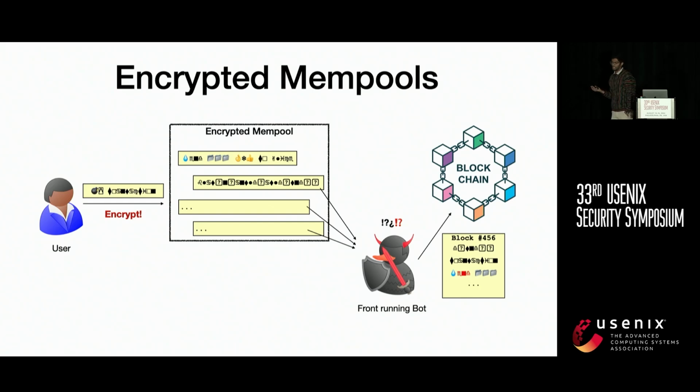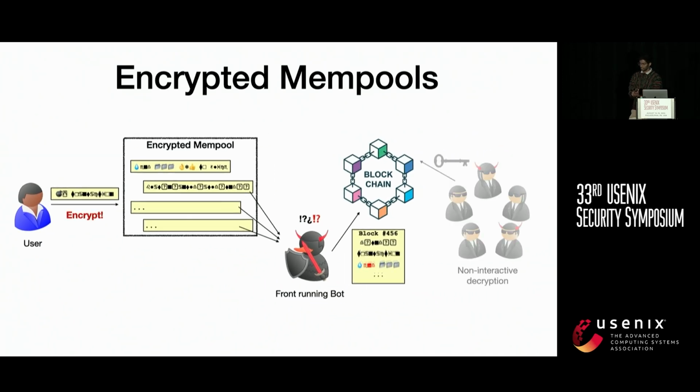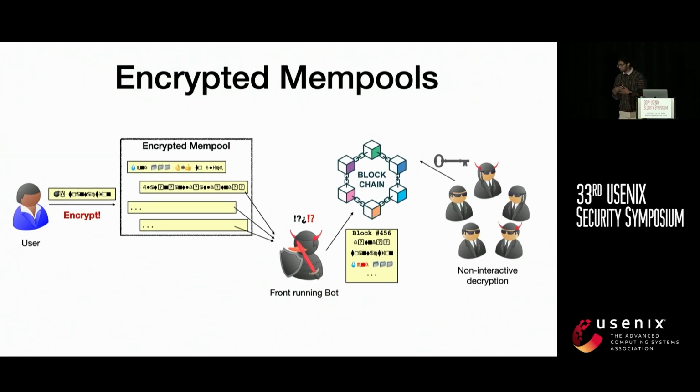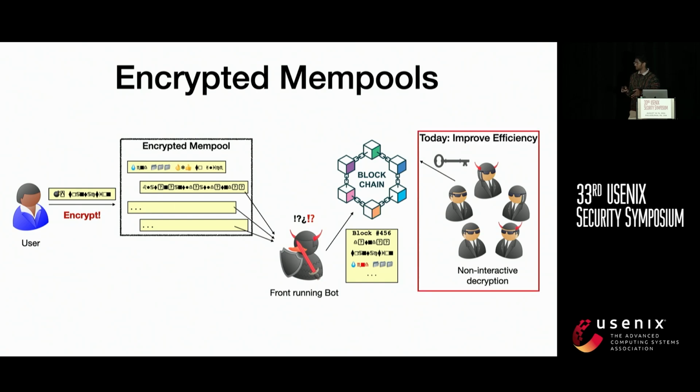Okay, so a natural solution to this that people have come up with is using encrypted mempools. Instead of submitting the transactions in the clear, you're just going to encrypt them. And the hope is that this front-running bot doesn't have enough information to essentially create these cleverly crafted transactions. Once these encrypted transactions make it onto the chain, somebody has to come in and decrypt them. It's going to be some sort of MPC, and we want it to be non-interactive for efficiency reasons. And the goal of today's talk is to essentially improve the efficiency of this non-interactive decryption step.